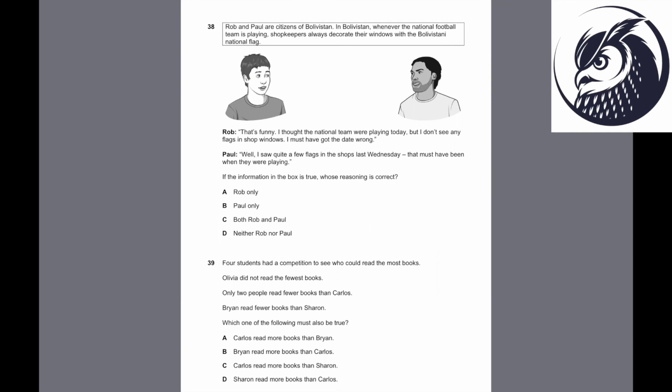So if I was to summarize this statement, essentially what I would write is something like, if national team playing, that will then lead to shopkeepers decorating their windows with the flag. So let's just say shop decorations. And that's always going to be true, right? Because it says always. So we'll just write that here.